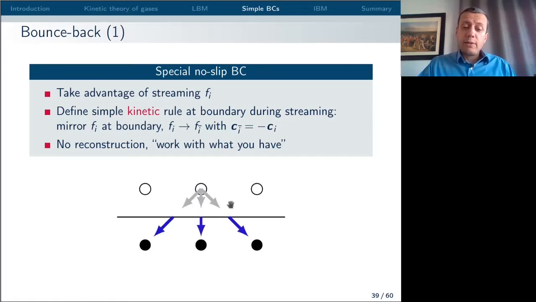If you look at this, you already know what the values are because you just take the old values and turn the populations back. There's no reconstruction. You are not injecting any new information. You are just working with what you have. And interestingly, this treatment of the populations leads to an effective no-slip boundary condition, which is really, really handy because no-slip boundary conditions are the most common boundary conditions we have in fluid mechanics if we deal with solid obstacles.